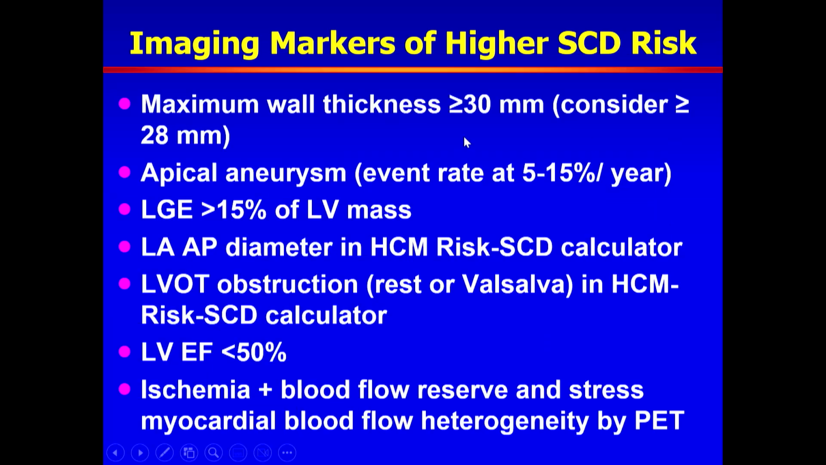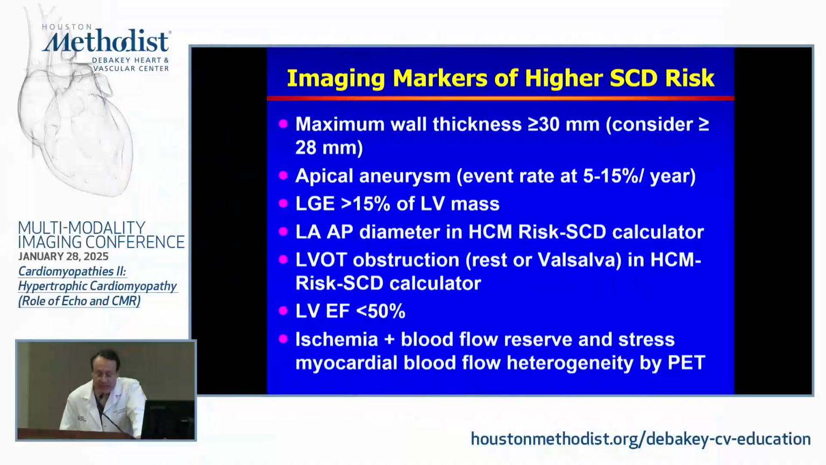Risk stratification for sudden death, you want to look at maximum wall thickness. It's not a rigid 30 millimeters, where 29 millimeters or 28 doesn't meet the standard. Give and take 1 or 2 millimeters in the measurement. And so you may also refer that case where I measure 28 millimeters for ICD consideration.